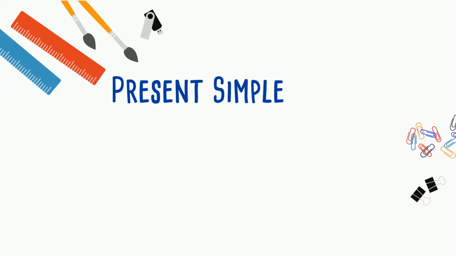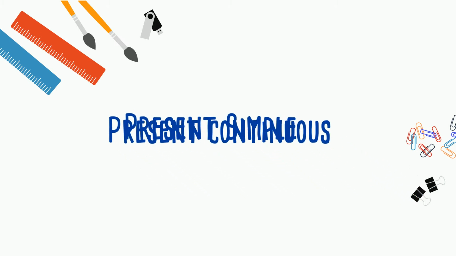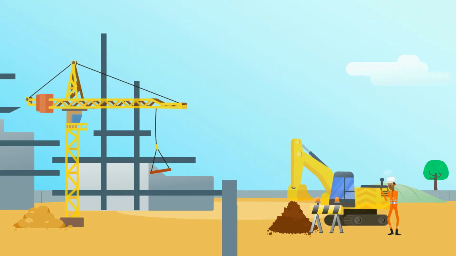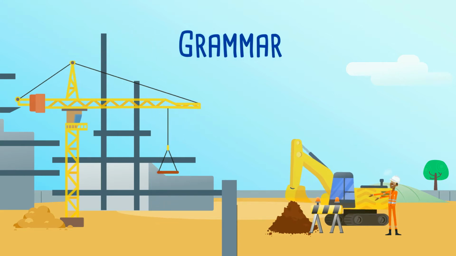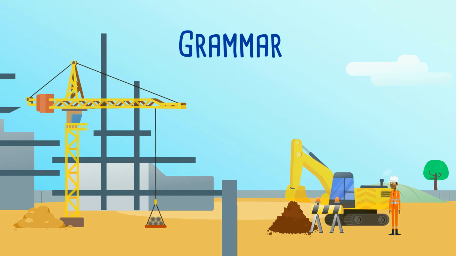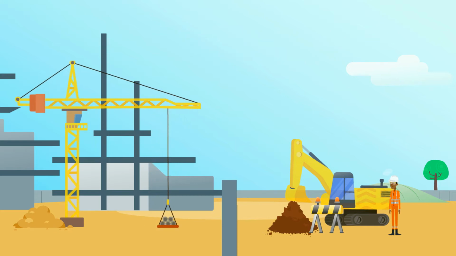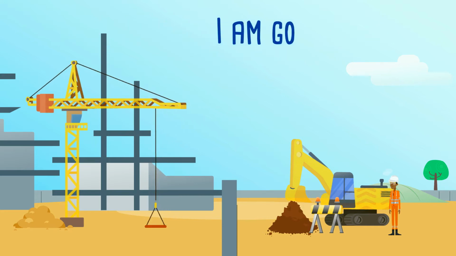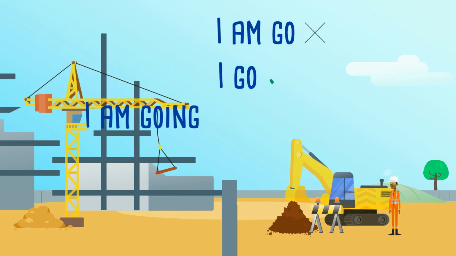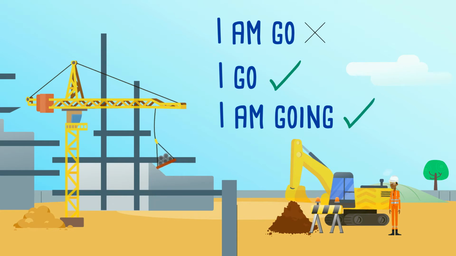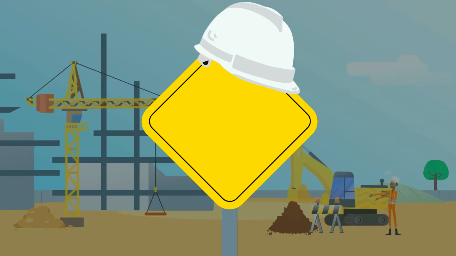There are two main ways that learners mix up the present simple and the present continuous tense. The first way is to mix the grammar we use to make the present simple with the grammar we use to make the present continuous. For example, when you say "I am go" instead of "I go" or "I am going," then you're mixing up the grammar of the present simple with the grammar of the present continuous. I'll call this first mistake construction.